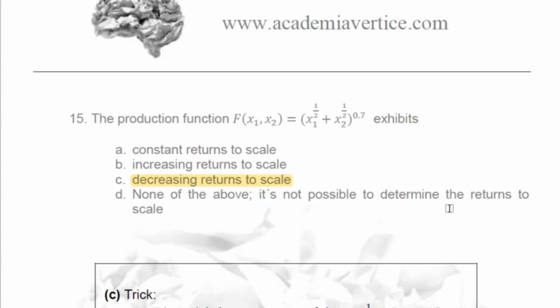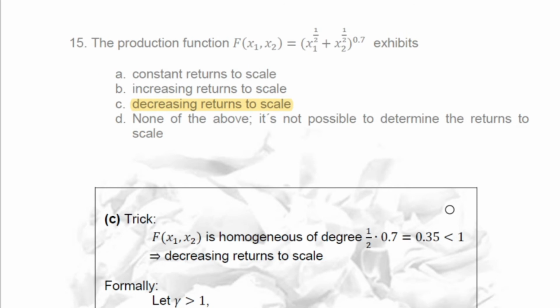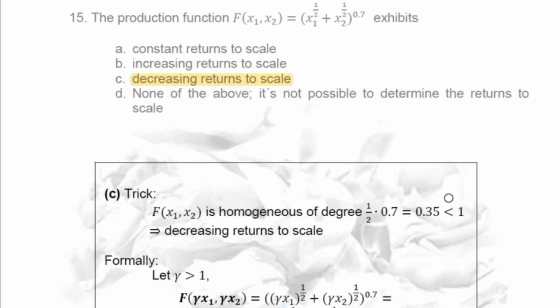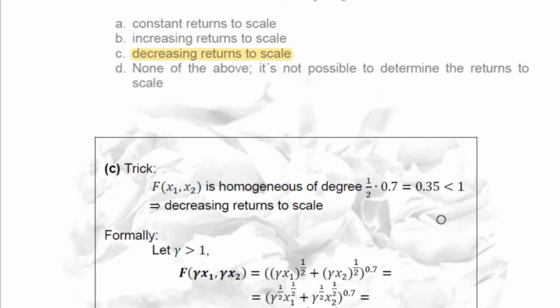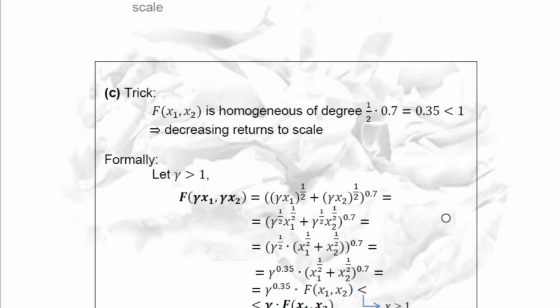Well, you should have seen homogeneous functions in previous mathematics, and if you solve them, it will be very useful for this kind of question. So the trick, as I explained, 1/2 times 0.7 is the degree of homogeneity. As it's lower than 1, we have decreasing returns to scale. Okay, the definition.